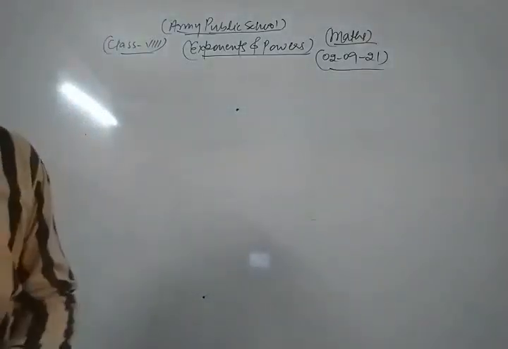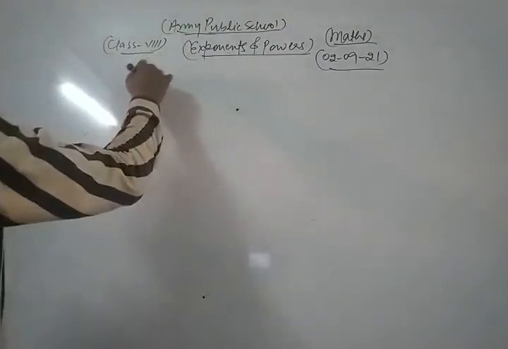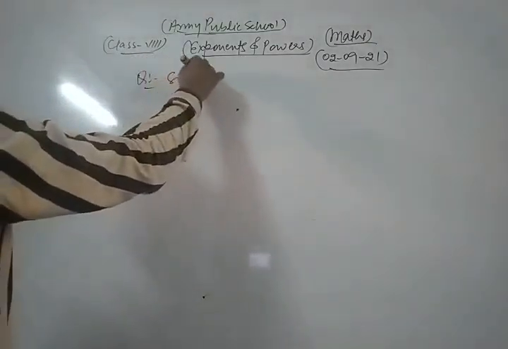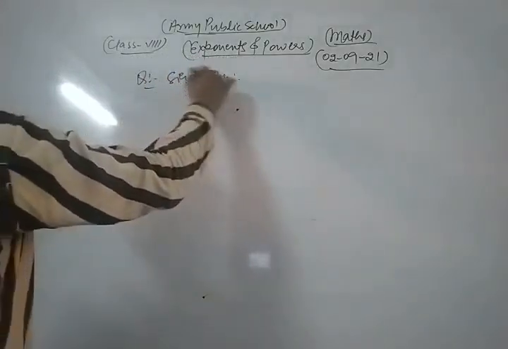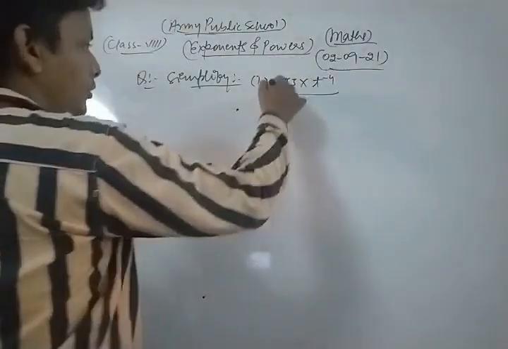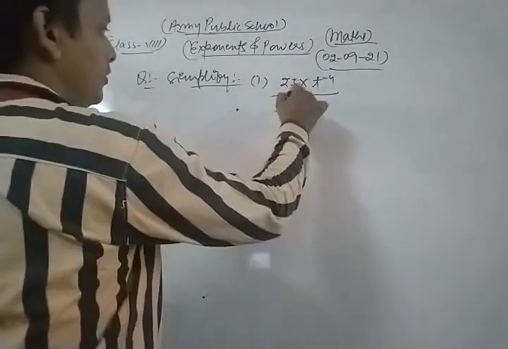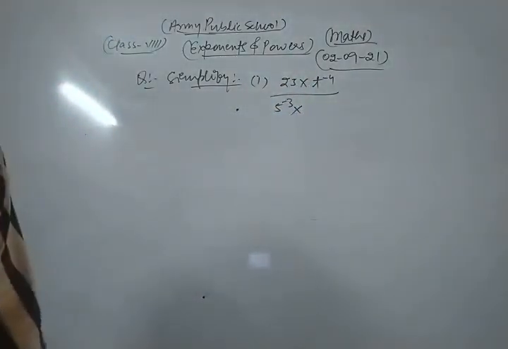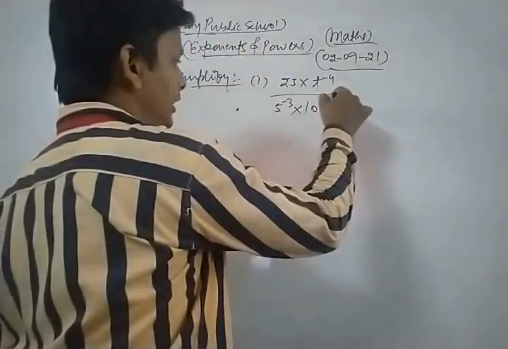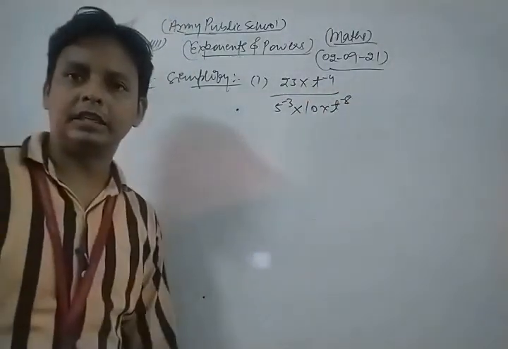Now dear friends, we take a question, simplify. First part of this question is 25 into t power minus 4 upon 5 power minus 3 into 10 into t power minus 8.